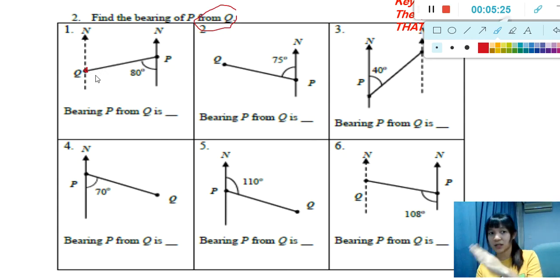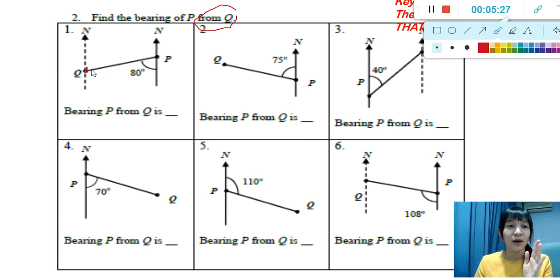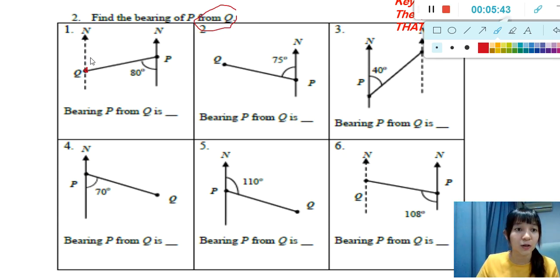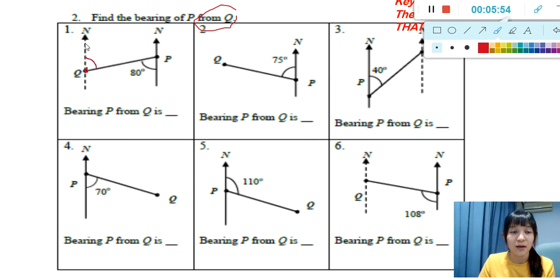So which direction in the compass do you have to go? You need to find the bearing, the compass angle. How do you find it? From the north line, you are going in a clockwise rotation. You are going to measure in a clockwise rotation from here. You go until you stop at this line because this line points toward P. So what is this angle? They gave you 80, right? Okay. Do you see a Z here?